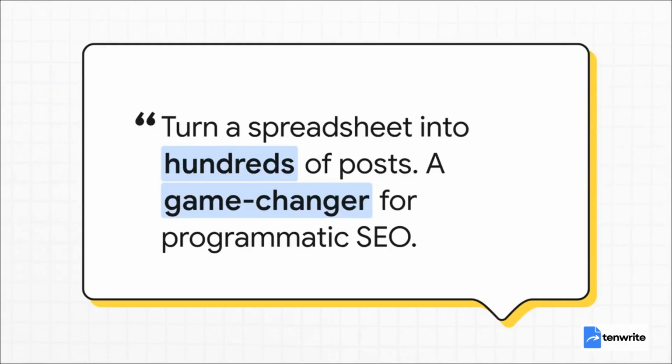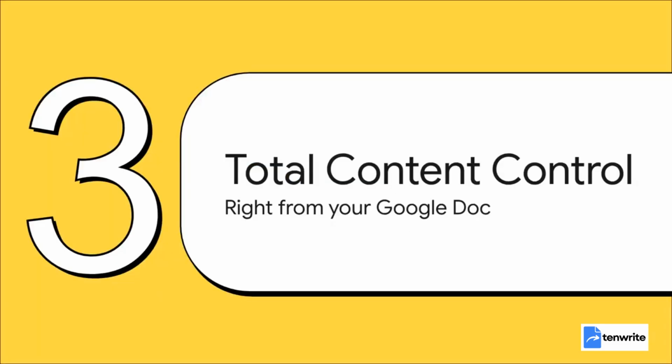And the impact of this is just huge. Seriously, think about it. You could turn a basic spreadsheet into hundreds of unique, perfectly formatted blog posts. If you're doing anything with programmatic SEO or migrating a huge amount of content, this isn't just a time saver, it's a total game changer. Okay, automation is awesome, but what about control? I mean, what if you want that speed, but you still need to set the specific tags or the category for each post? Well, this is where Tenwrite gets really, really smart.